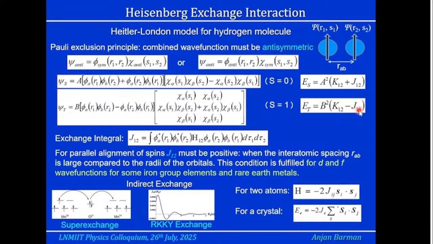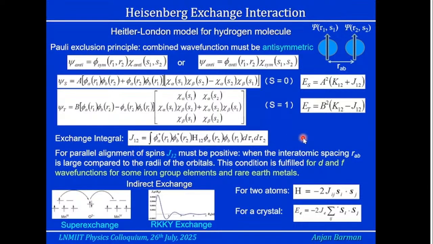So this J12 is known as the exchange integral, which is given by phi A star R1, phi B star R2, and H12 is the Hamiltonian, and then phi A R2, phi B R1, d tau 1, d tau 2. So this is the exchange integral, and for the parallel alignment of spin, this J12 must be positive. Whereas if J12 is negative, then it is anti-parallel.